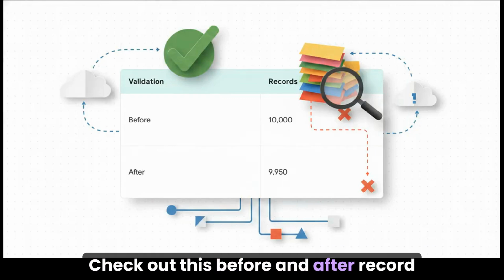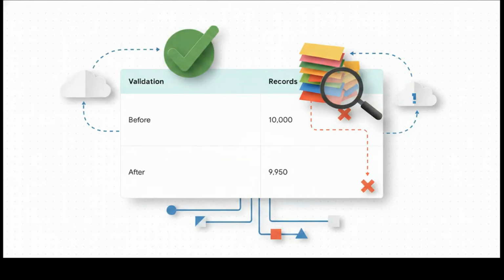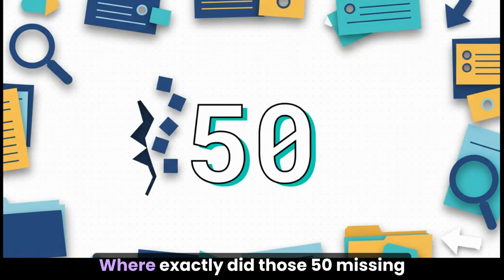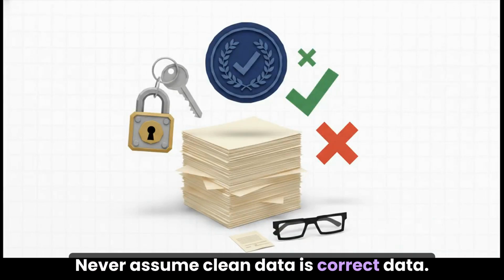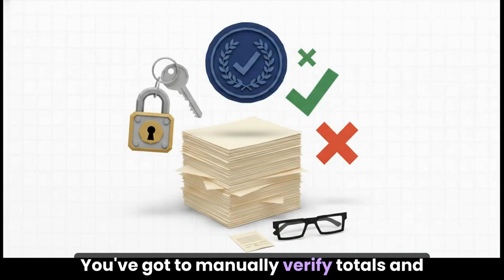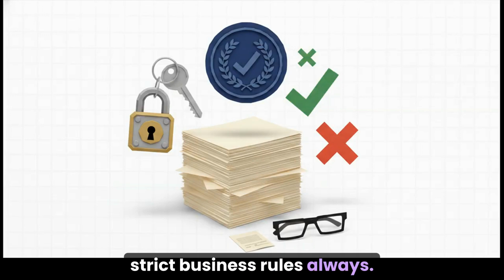Check out this before and after record count drop after cleaning the data. Now, what's really interesting here is that gap. Where exactly did those 50 missing records go? Never assume clean data is correct data. You've got to manually verify totals and strict business rules always.